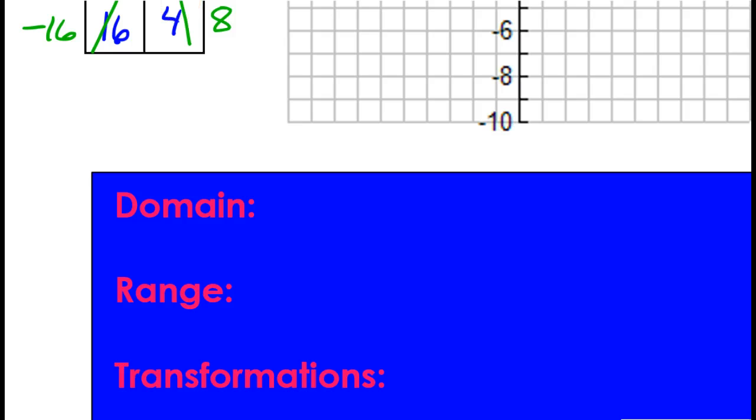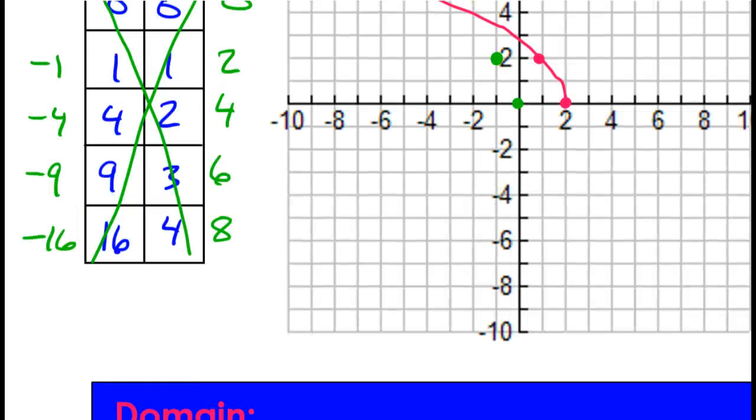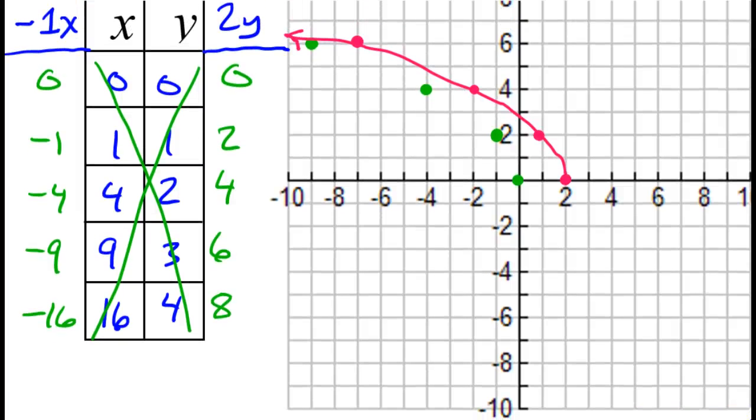Okay, so what's the domain going to be? 2 infinity. Nope. -infinity 2. Do you understand why it's going to be negative infinity to 2, Savannah? Just remember, sweetie, when you look at the graph, you've got to read it from left to right. Okay?